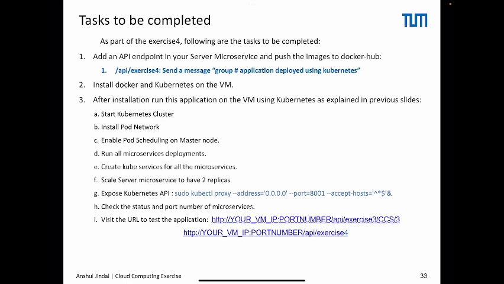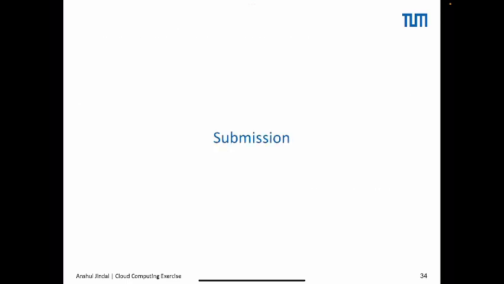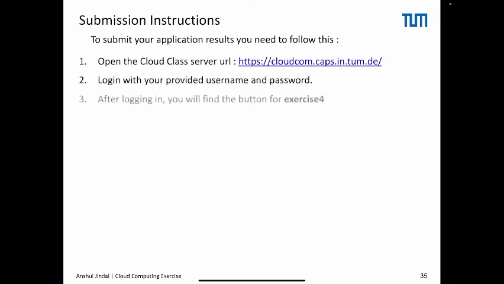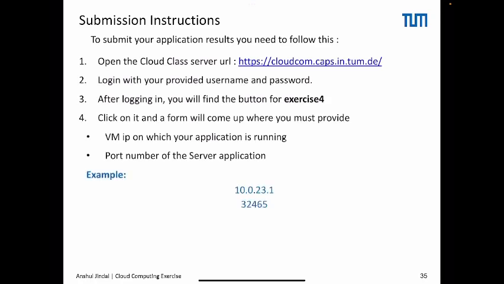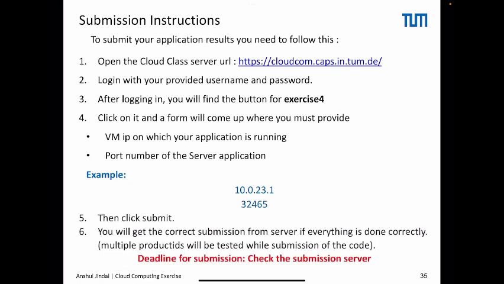Start the Kubernetes cluster, install the pod network, enable pod scheduling on the master node using the taint command, run all the microservices deployments, create the Kubernetes services for all the microservices, scale the microservices to 2 replicas. And this you don't need to do; it is only required if you want to locally map the port of the Kubernetes. And then the next step, which is missing over here: expose the node port which is exposed by the server service. Just enable that in the firewall rules before accessing this.